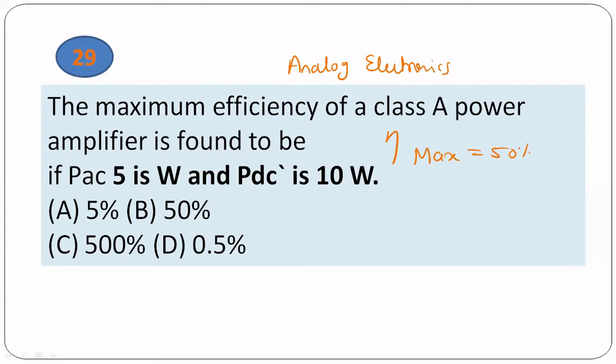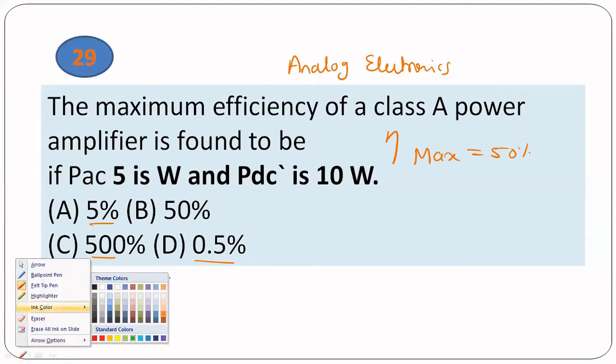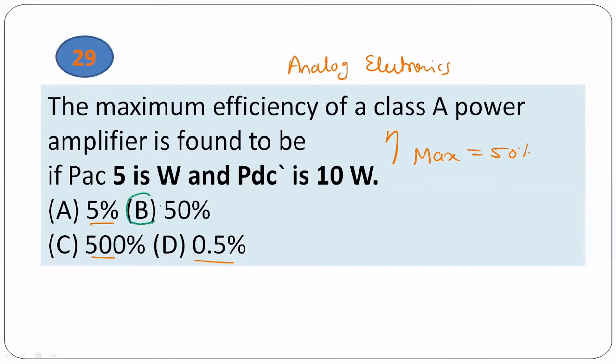And you can also guess that it cannot be 500%, it cannot be even 5%, or it is also practically 0.5 also, ultimately not at all possible, right? So option B, which is 50%, is the answer for this question.